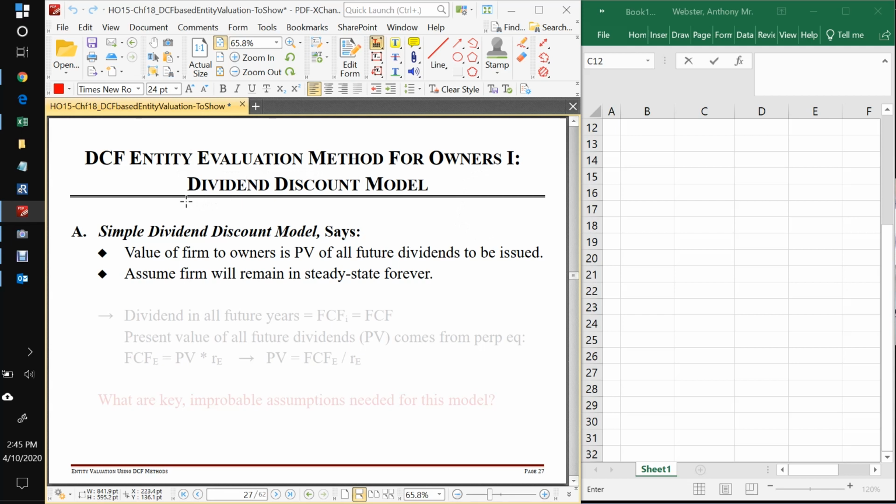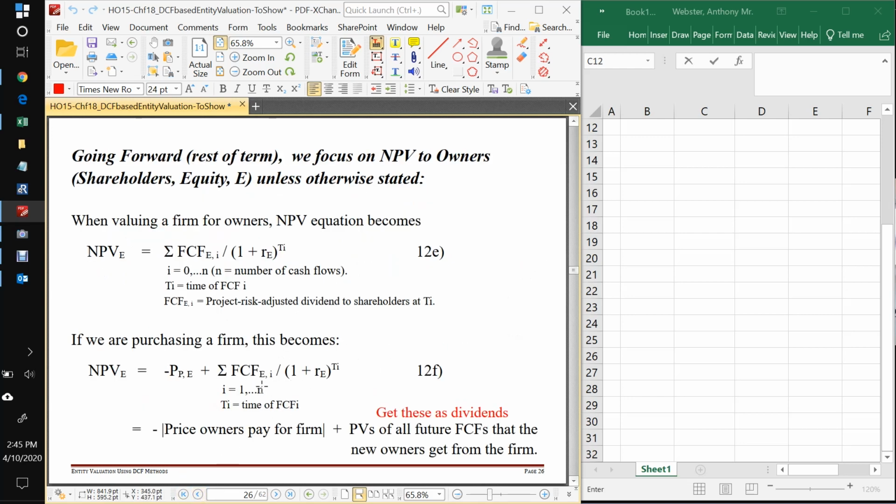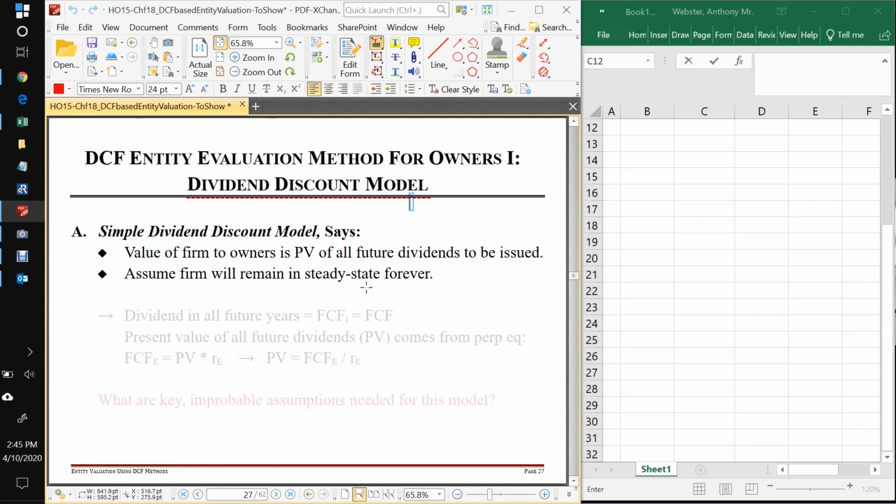So let's see a couple of methods here for evaluating entities for owners. The first one I want to look at with you is called the dividend discount model, and there are two versions of this model. The first is called the simple dividend discount model, and it says this: the value of the firm to its owners is the present value of all future dividends to be issued. Well, okay, so far so good. That's exactly what we just said on this page, nothing new there.